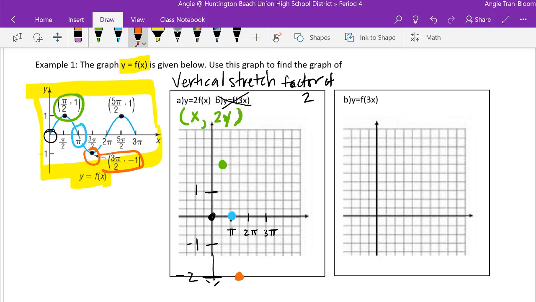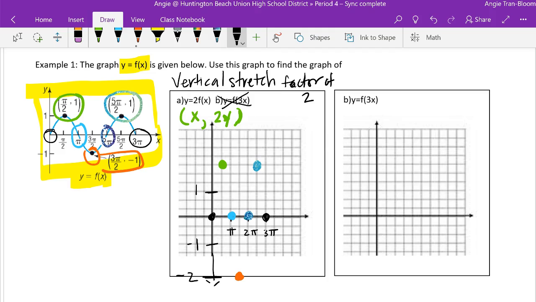Next point. Rainbow. Here we go. 2 pi comma 0 is now what? 2 pi comma 0. 0 times 2 is always going to be 0. Next point. 5 pi over 2 comma 1 is now what? 5 pi over 2 comma 2, all the way above. Okay, last point. 3 pi comma 0 is now?